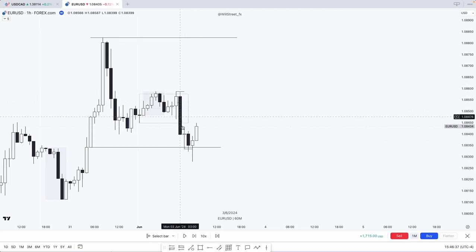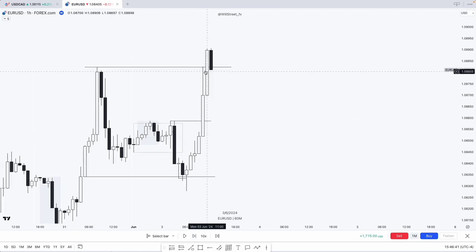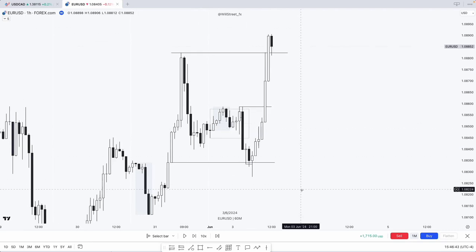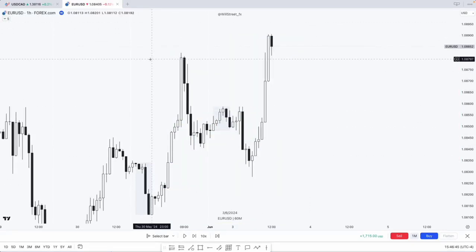Probably we have some 4-hour candle here, and finally here. So, okay, let's go to the next setup. It will be on GBP.